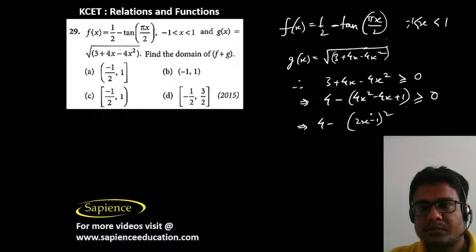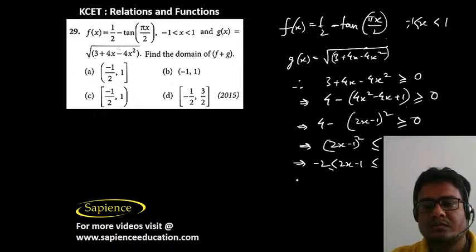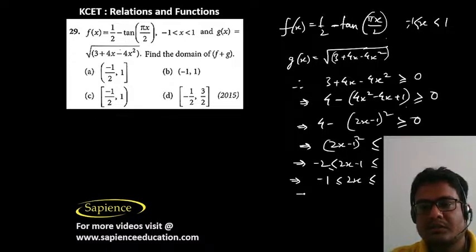a square plus b square minus 2ab. Okay, so that is greater than 0. So it means that 2x minus 1 whole square should be less than or equal to 4. It means that 2x minus 1 should be greater than or equal to minus 2 and less than or equal to 2. It means that 2x should be greater than or equal to minus 2 plus 1, that is minus 1, and less than 3. It means that x should go from minus 1 by 2 to 3 by 2.